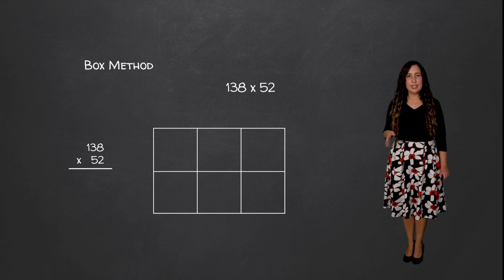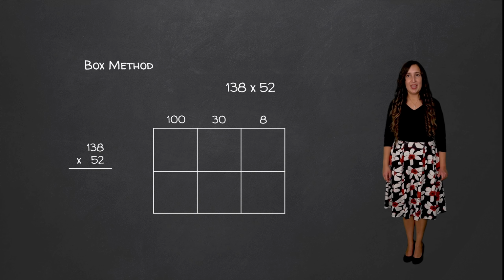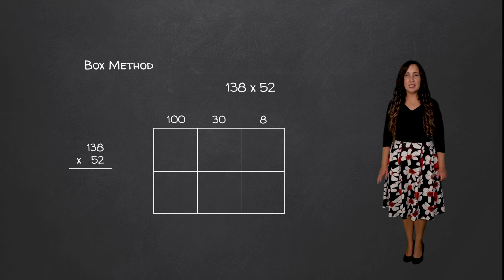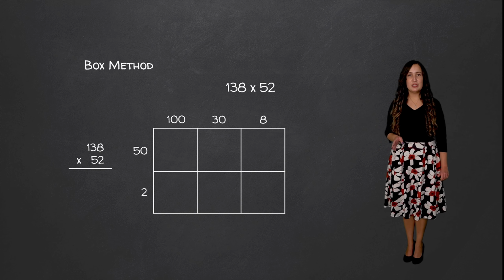Now we're going to look at each number in 138 and see what it represents. So the 1 in 138 represents 100, the 3 represents 30, and the 8 represents 8. So we're going to label that. And then we're going to do the same thing for 52. So the 5 represents 50 and the 2 represents 2. We're going to take 50 and multiply it by every number, and we're going to do the same thing with 2.